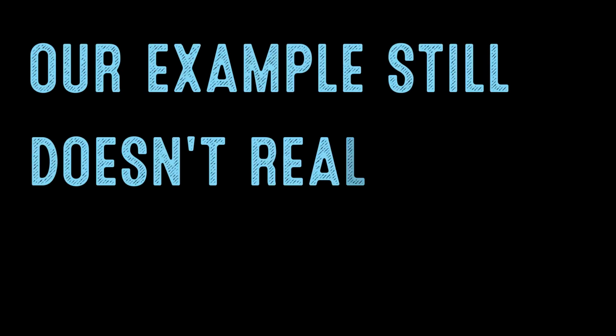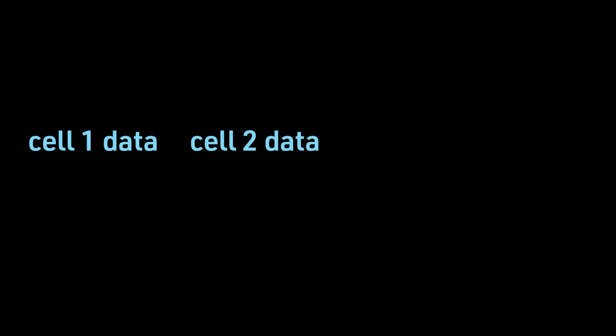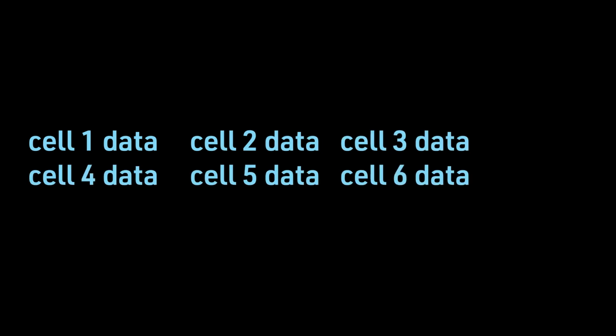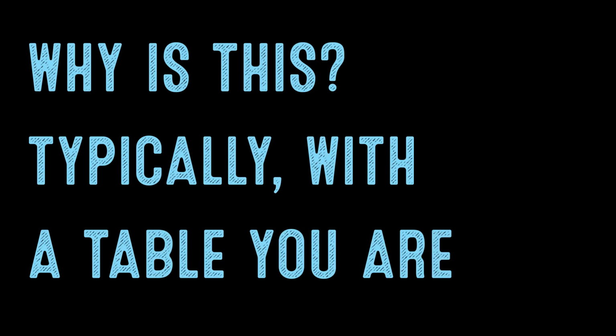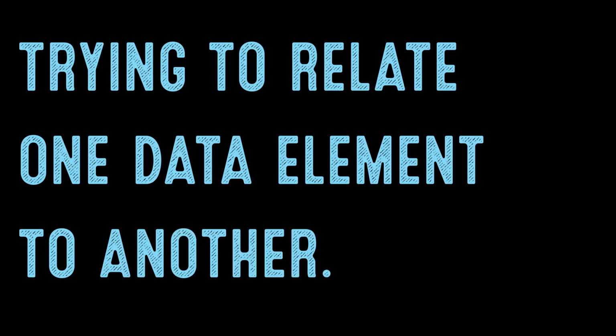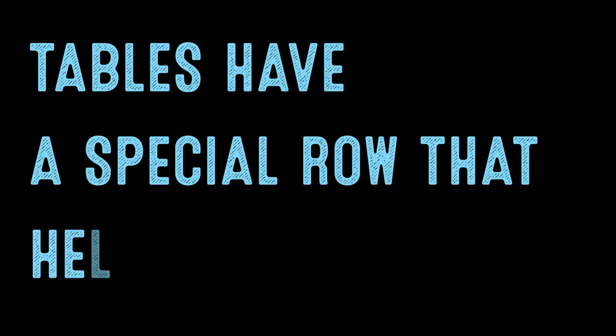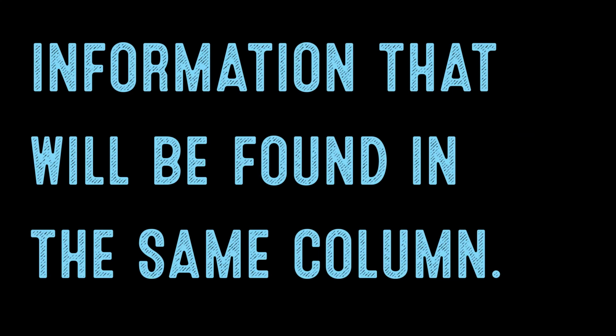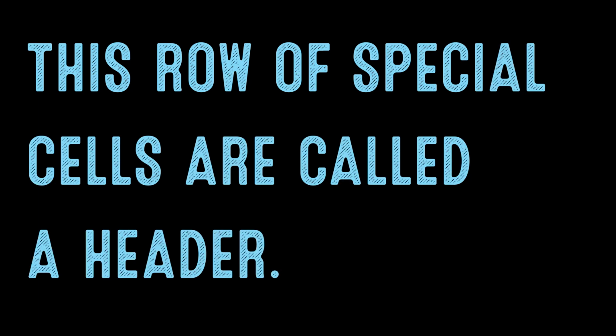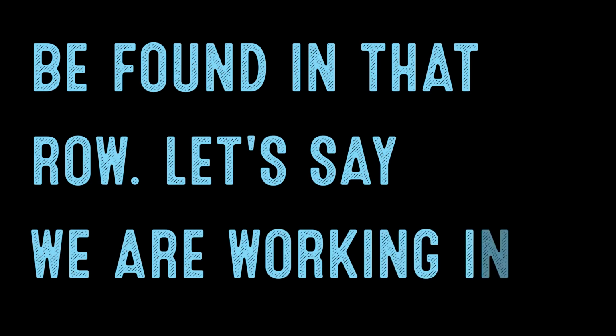The daily code snippet. Our example still doesn't really look like a table. Why is this? Typically with a table, you are trying to relate one data element to another. Tables have a special row that helps identify the information that will be found in the same column. This row of special cells is called a header, and the initial cell in each row will identify the information to be found in that row.